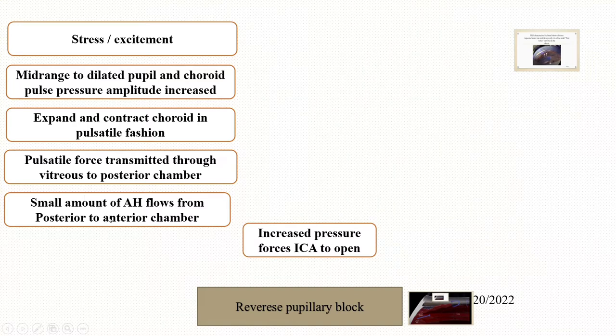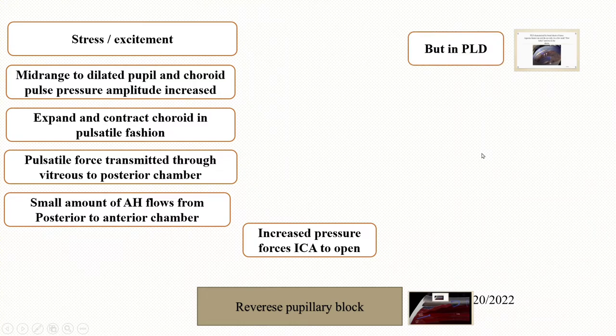So there is an increase in the aqueous humor in the anterior chamber, which will lead to the increase in intraocular pressure. So for the compensatory mechanism, the iridocorneal angle will be open because of that increased intraocular pressure. This is in the case of a normal eye.